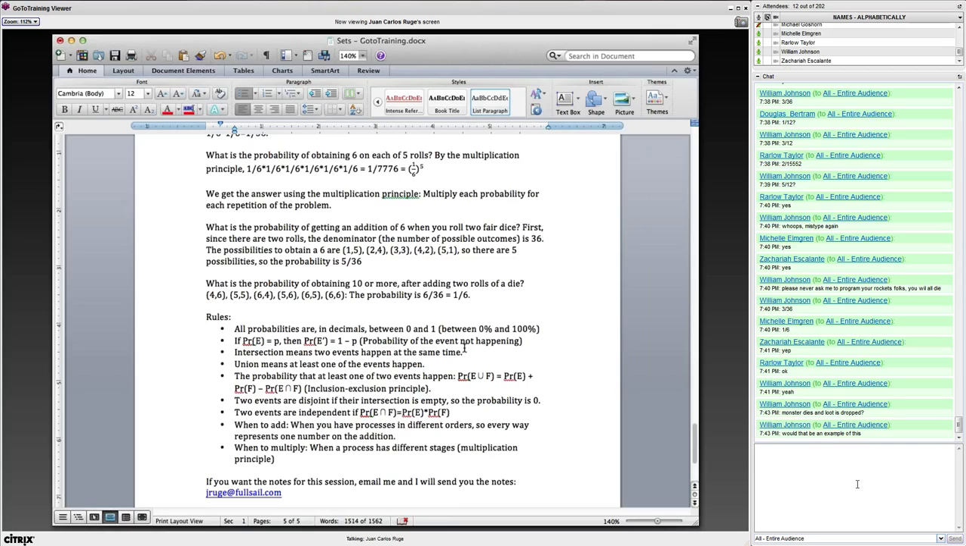Two events are independent, so be careful. The word here is independent. If the probability of the intersection, which is, remember, when two events happen at the same time, is equal to the multiplication of the probabilities of the events. So you have to check both cases and be careful when to add.